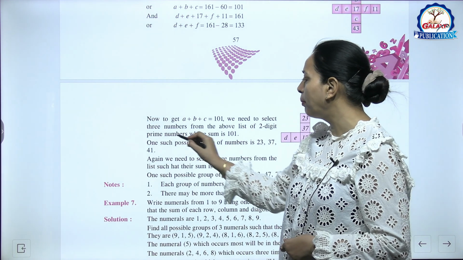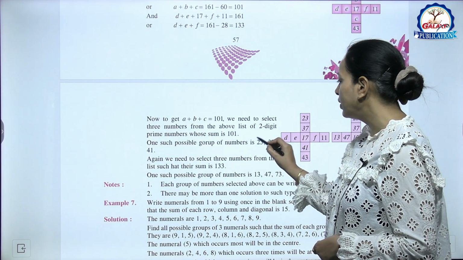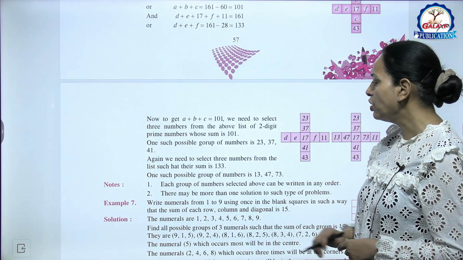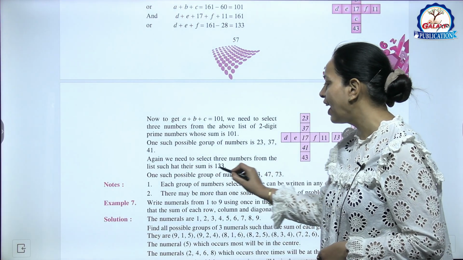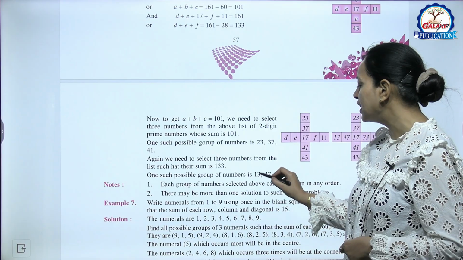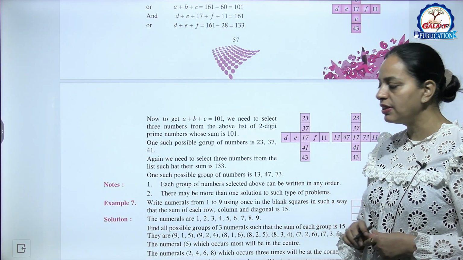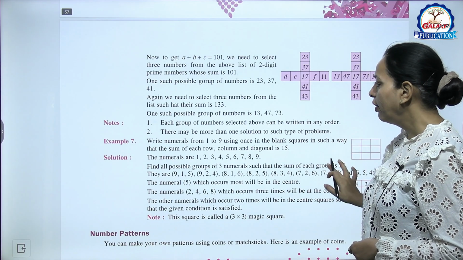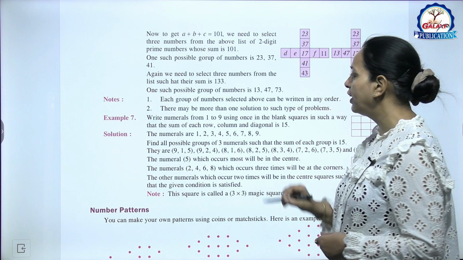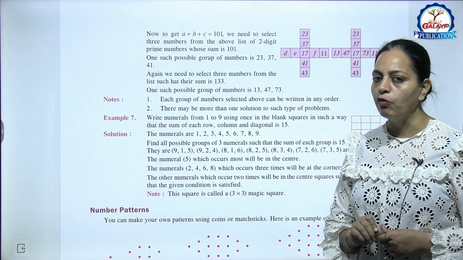of 2-digit prime numbers whose sum is 101. So one such possible group of numbers is 23, 37 and 41. Again we need to select 3 numbers from the list such that their sum is 133. So one such possible group of numbers is 13, 47 and 73. Okay, it's like a puzzle. So आपको try करना है. Right, now points. The first, each group of numbers selected above can be written in any order. The second, there may be more than one solution to such type of problems.